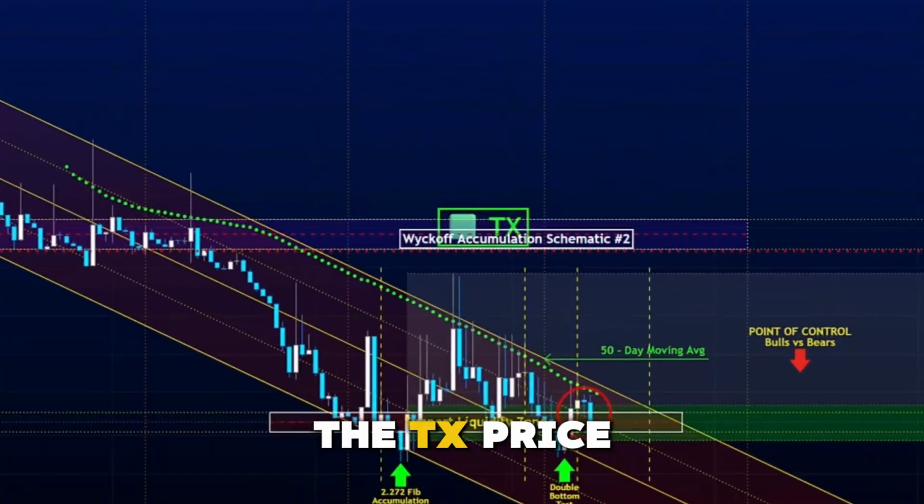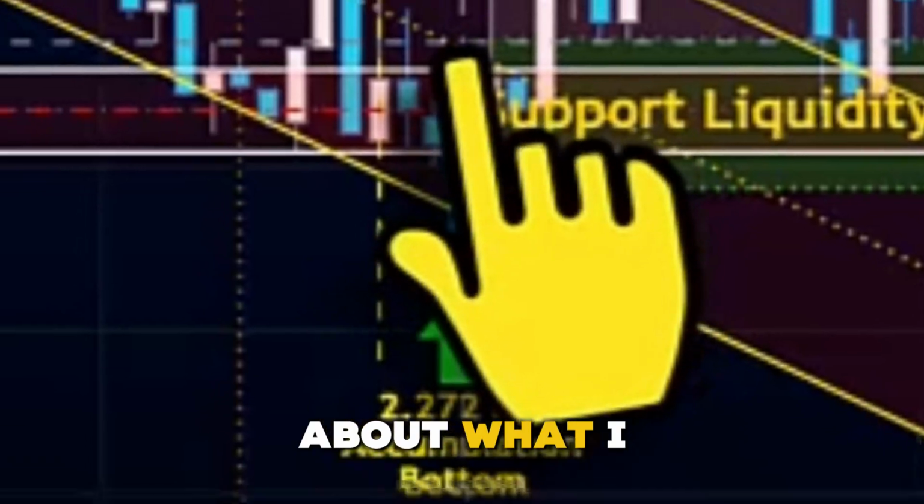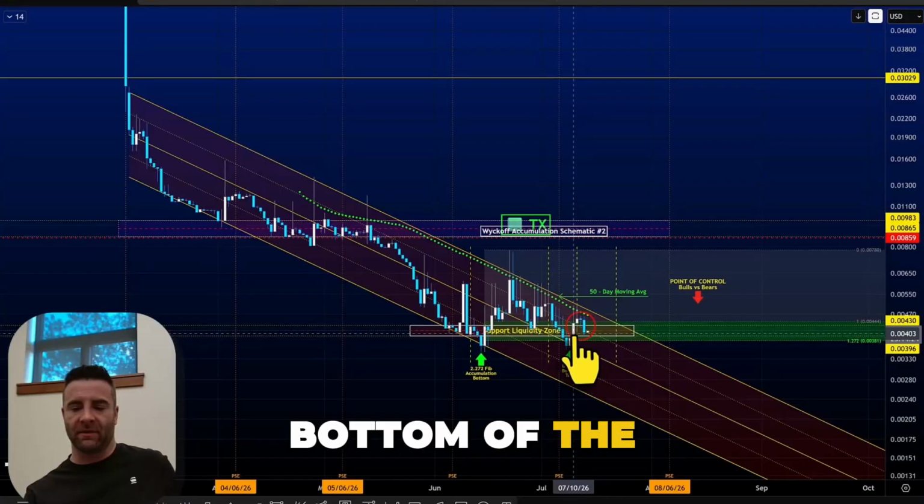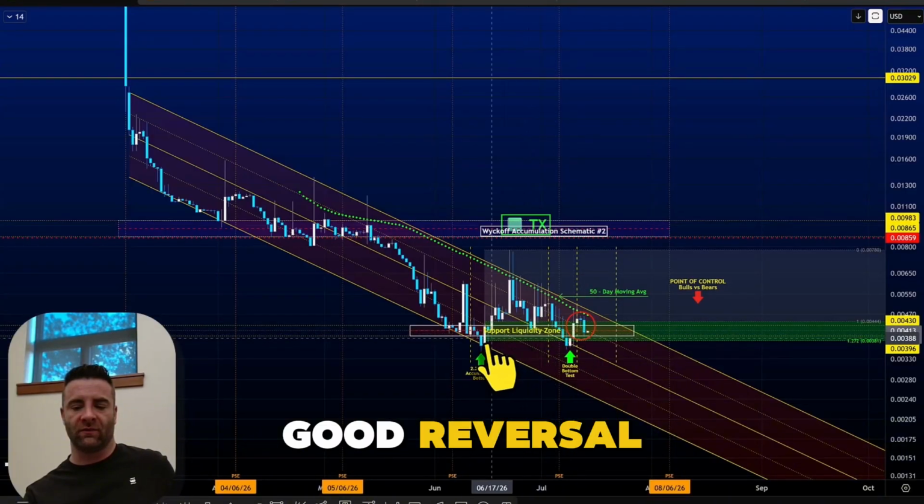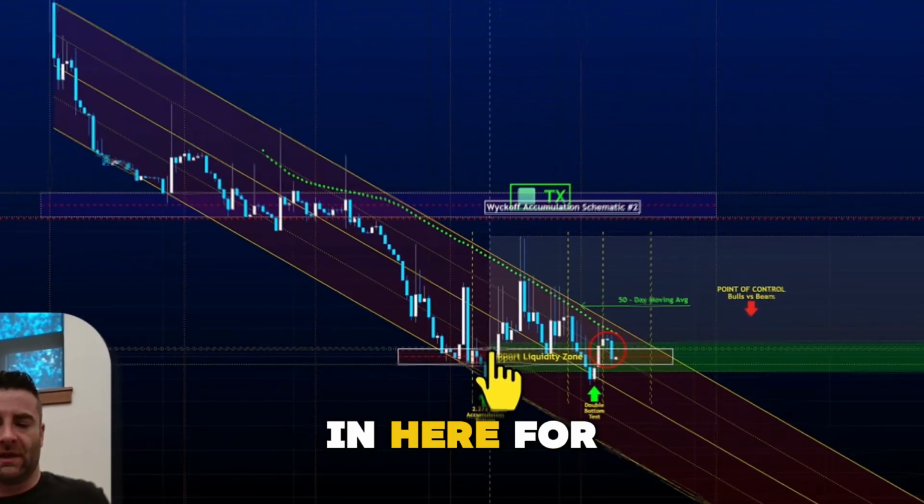Today I want to talk about the TX price action. It's been about a week and I just want to talk about what I think has been forming down here in this bottom of the trend, which I think is a good reversal relative to the entire market. So let's zoom in here for a second.